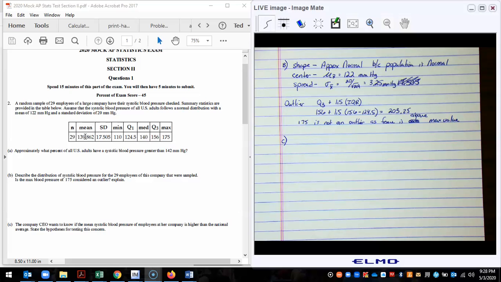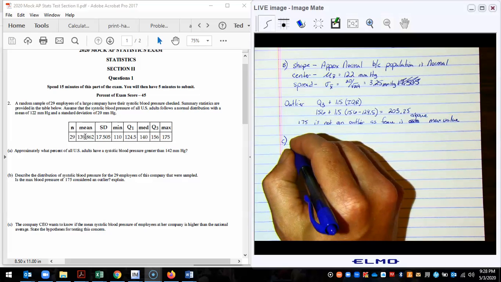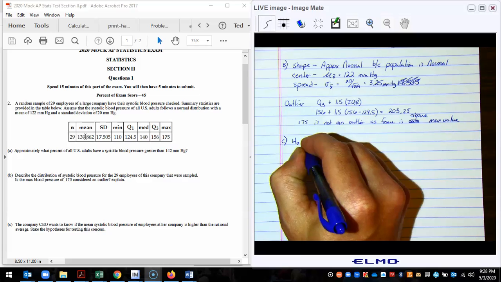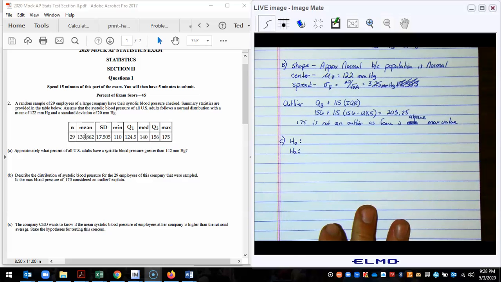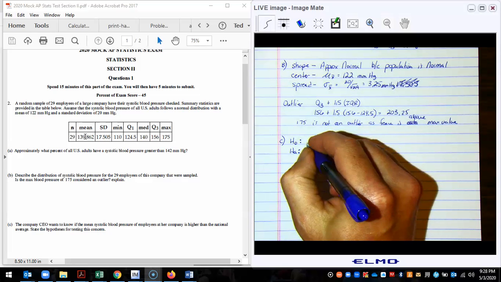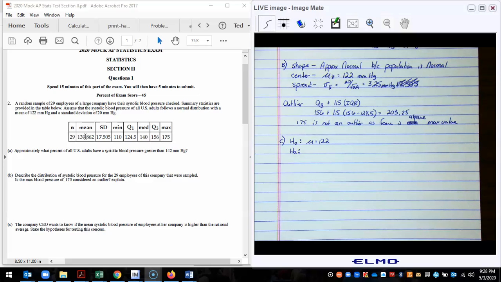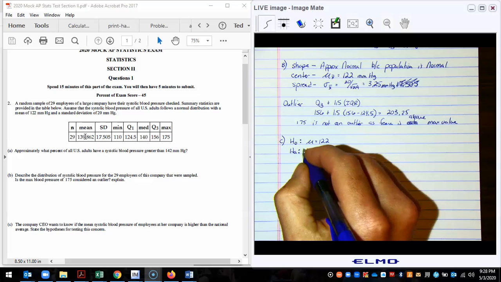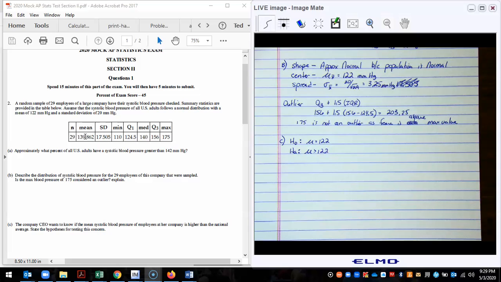Part C, the company CEO wants to know if the mean systolic blood pressure at a company is higher than the national average. State your hypotheses for testing this concern. So again, it's not having us actually conduct a test. It just wants us to write down, if we were to conduct a test, what my hypotheses would be. So we can go with what we expect. That would be the mean is 122. However, we believe that our company is higher than that. We're going to go with greater than 122.